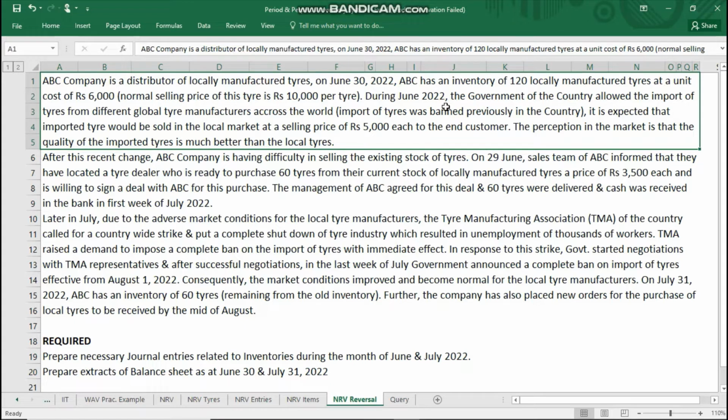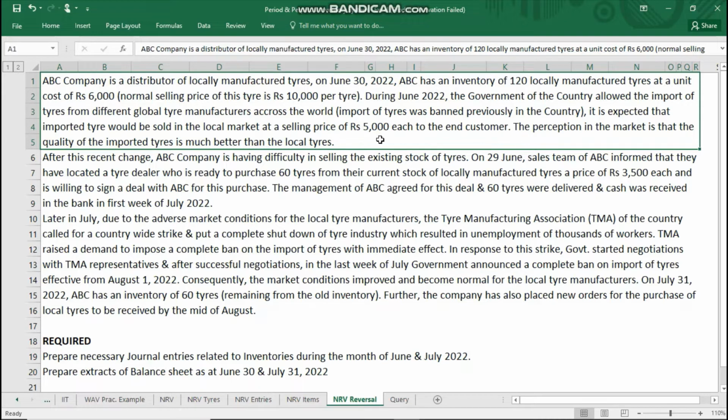During June 2022, the government of the country allowed the import of tires from global tire manufacturers across the world. Import of tires was previously banned in the country. It is expected that imported tires would be sold in the local market at a selling price of rupees 5,000 each to the end customer.